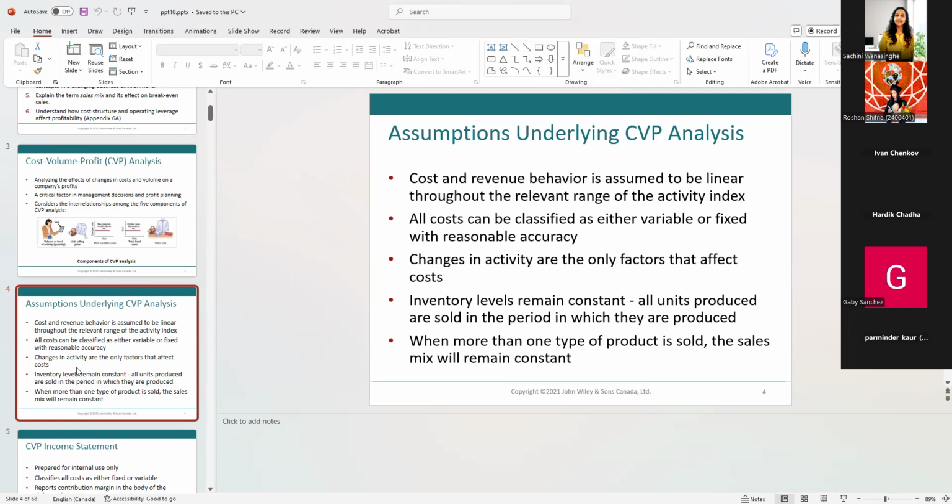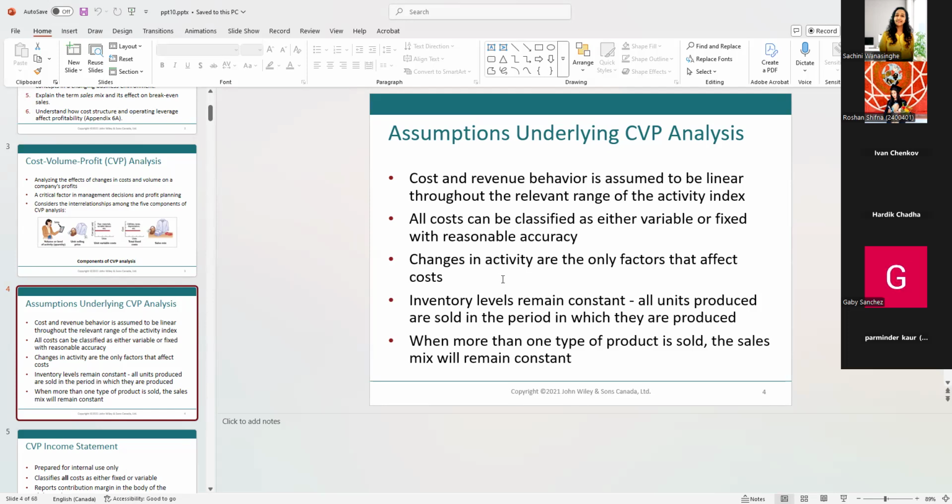The second thing that we're going to do is get all the costs and split them only and only by variable and fixed, nothing else. Make sense? Next, the changes in activity will be the only thing that's going to affect the cost, nothing else. We're not changing the selling price, we're not changing the variable cost, we're not changing the fixed cost. All is going to stay the same. And the only thing that's going to drive the cost is the number of units that we're selling.